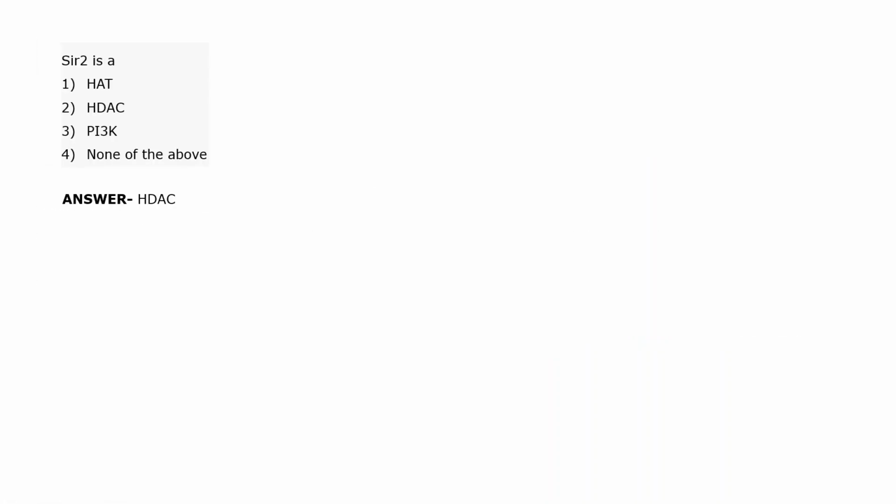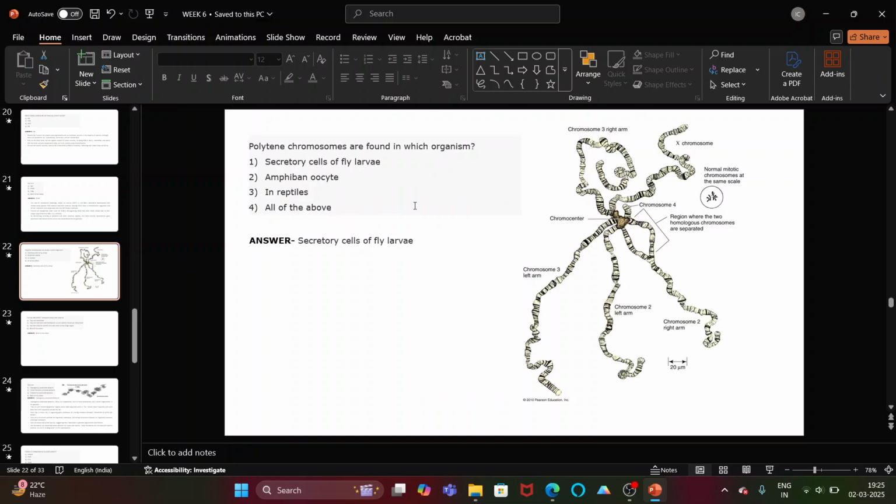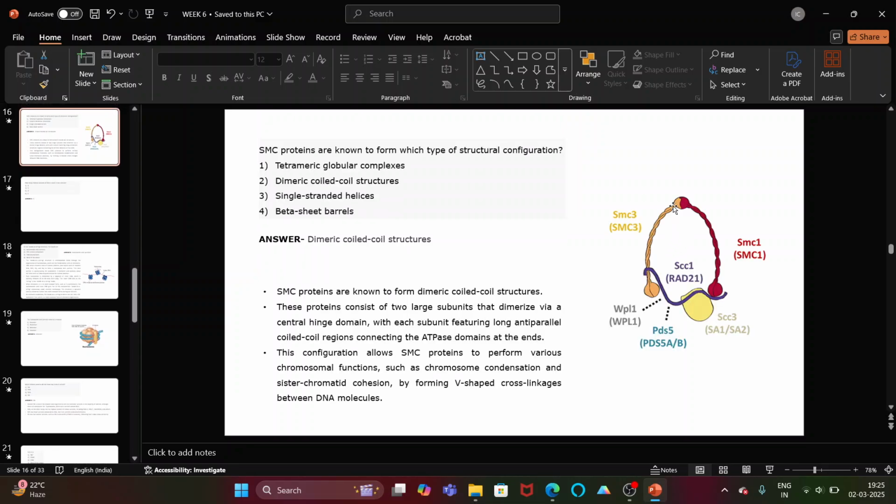And also the other option, I can just move on to it. So these two SMC proteins interact with each other at the hinge region. I will just show you at this region. So this is the hinge region, right? One SMC protein can interact with the hinge region of the other SMC protein to form this hairpin-like structure. So that option is also correct there.